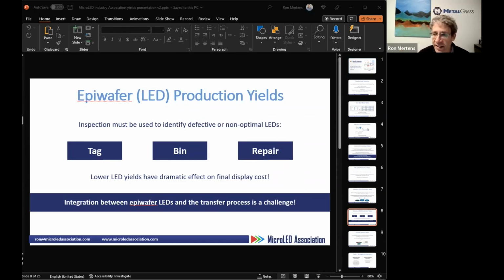And it's important to note here again that low yields have a dramatic effect on the final display cost. In micro-LED production, it seems as if the cost of the LED chips themselves is going to be one of the largest cost drivers in producing the entire display. And if you have a lot of defective LEDs, that's going to increase your cost beyond making the transfer process a challenge. It's important to note also that the integration between the epi wafer stage and the transfer process stage is and could be a very big challenge. And it could be the key to successful display production. So some transfer processes are more flexible in how they pick the LEDs and how good LEDs are going to be used, while other LEDs can be discarded. Again, we'll discuss this later on in the transfer process and towards the end of the presentation.